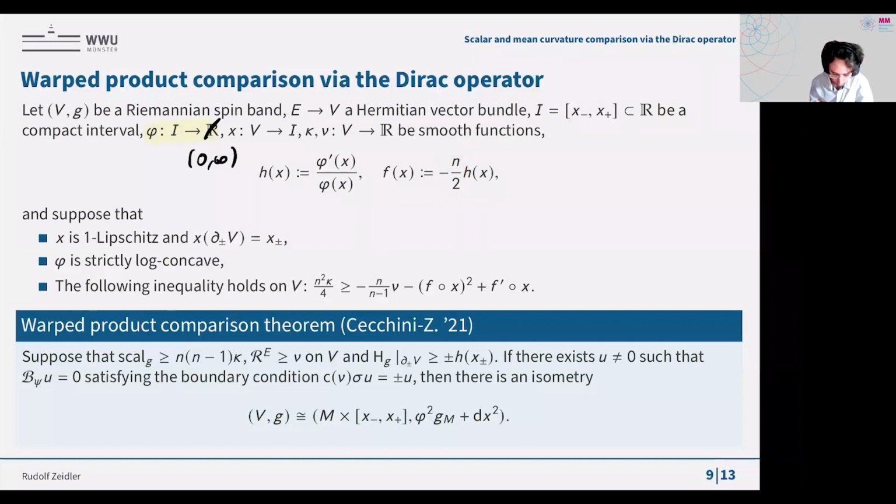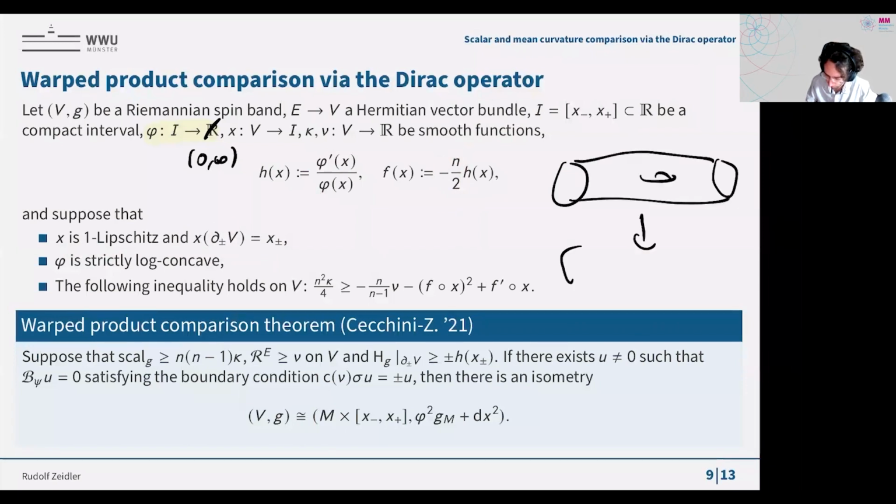And we assume that χ is 1-Lipschitz, and it maps the boundary points of the band to the boundary of our interval. And then there is an important curvature assumption. So the mean curvature should behave monotonically. And what we assume is that phi is strictly logarithmically concave, which means that the derivative of this function h here is strictly negative, or the derivative of the function f is strictly positive.